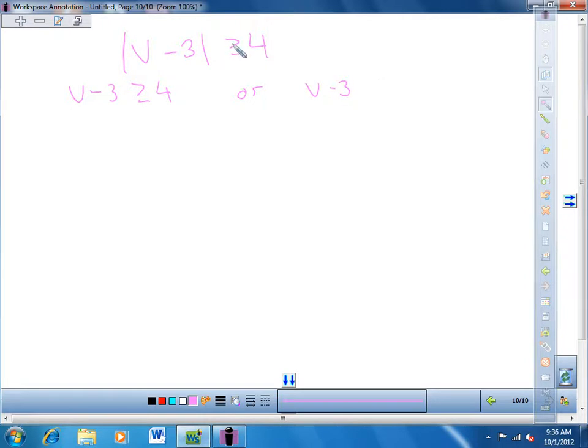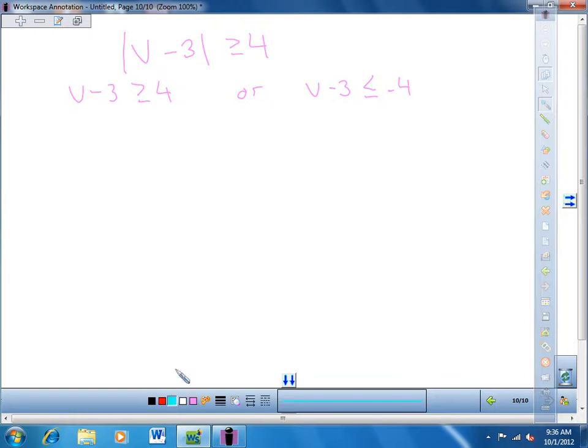What do I do with the sign? Flip it, or equal to, and then what do I do with that 4? Make it negative. Okay? And the reason for that is because when I take the absolute value of this, it makes it positive, right? And the numbers that are going to make numbers bigger than 4 are numbers that are going to be less than negative. So algebraically, that's kind of why it makes sense.